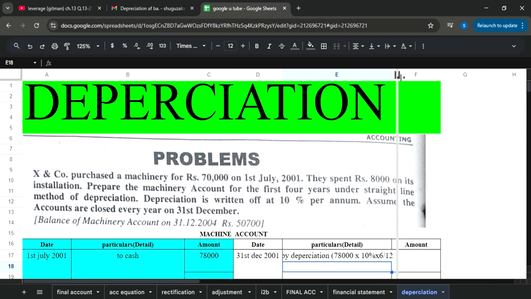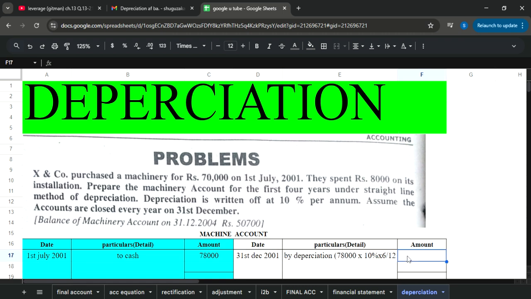I will repeat once again how we have calculated this depreciation. Value of asset was 78,000. You will multiply it by 10 divided by 100 and again multiply by 6 divided by 12 because we need to calculate 6 months depreciation. So depreciation is calculated. Now it's time to calculate the balance.